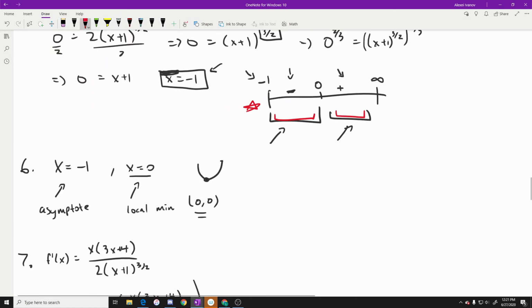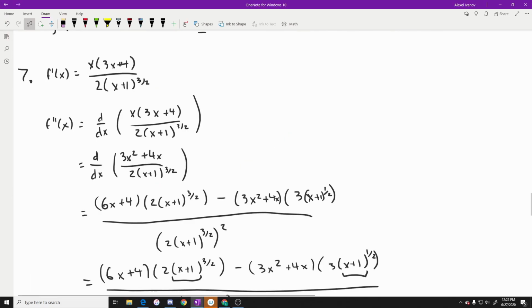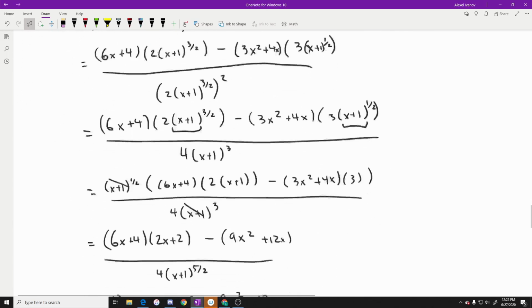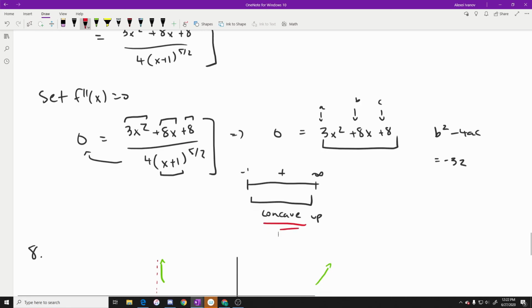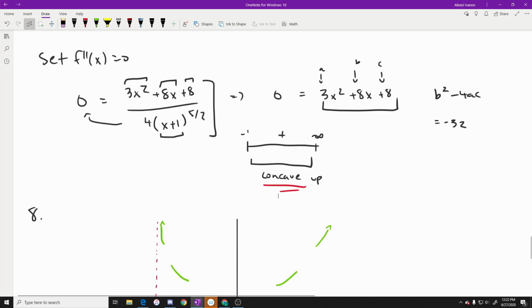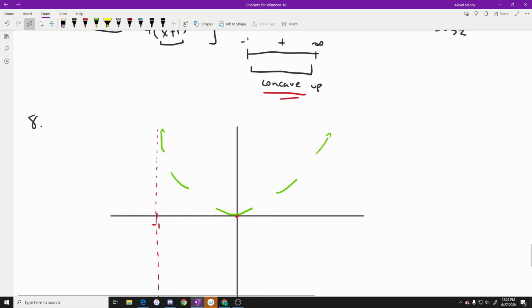In step number 6, we figured out that x = -1 is an asymptote and x = 0 is a local minimum. So at the local minimum, we're going to draw something like this. And now for the final step, number 7, we have figured out the second derivative as well as points of inflection. However, there were none in this case. And we also figured out the concavity, saying that it was concave up on the entire interval of this function. So as we can see, it's already concave up on the entire interval, like it's opening upwards.